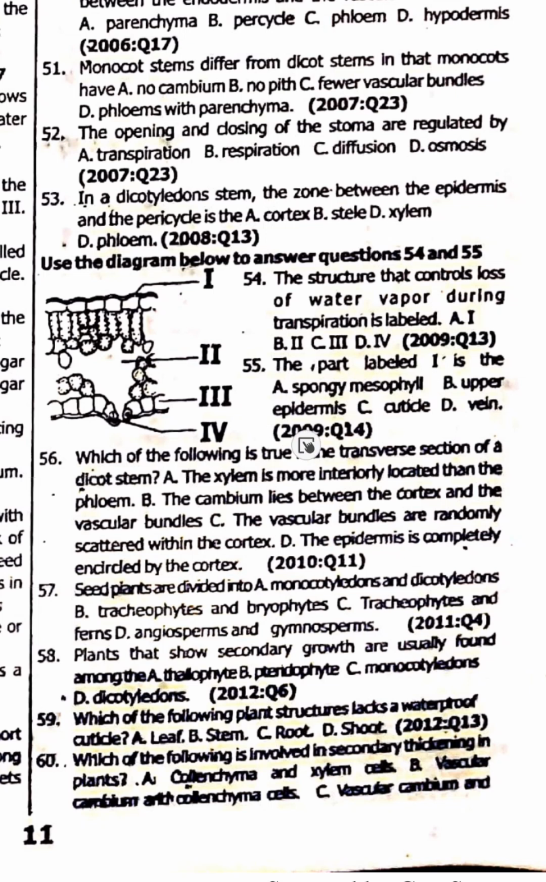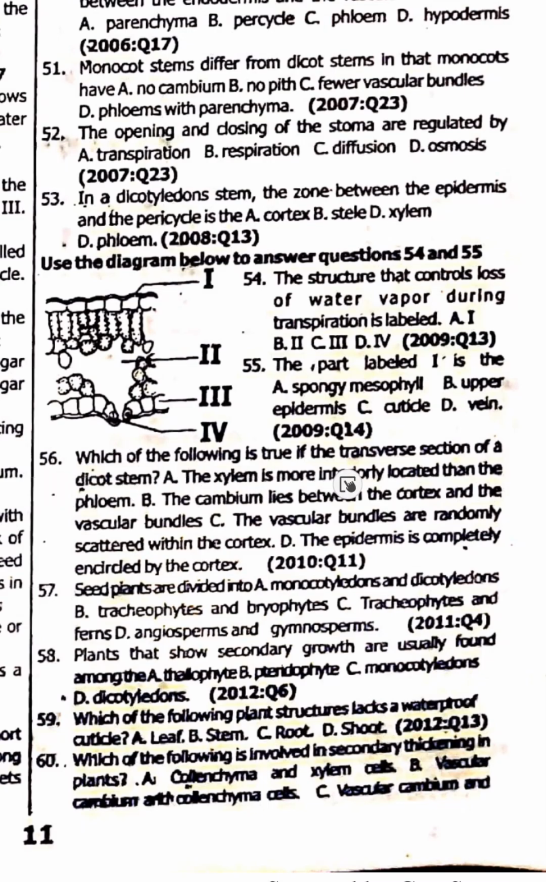The part labeled I is called what? We will not talk about that one first. If you fail, I will jack you. 55 now. Spongy mesophyll, right? The part labeled II here is the spongy mesophyll in between. This place is not clear.